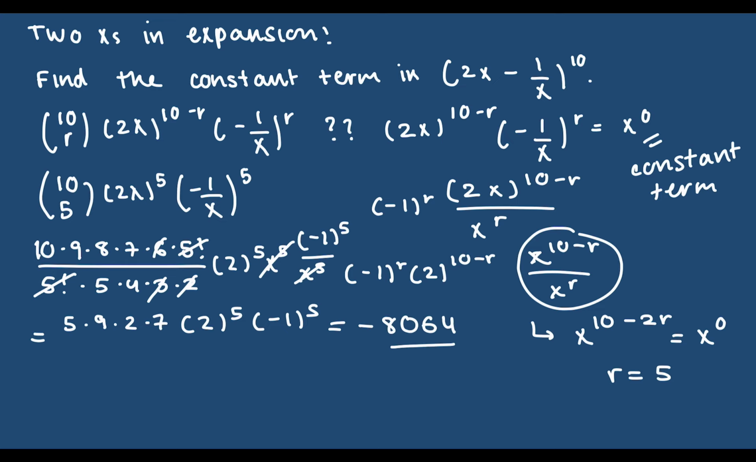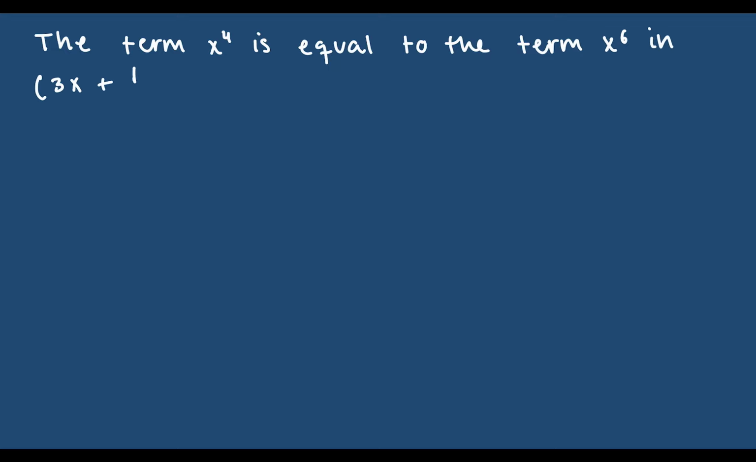Okay. And finally, another hard question. This time, they're telling us that the term in x to the power of 4 is equal to the term in x to the power of 6 in the following expression, right? So (3x + p over x) to the power of 8. We have to find p. This is similar to the one where we had to find n, but this time it's just a different number.